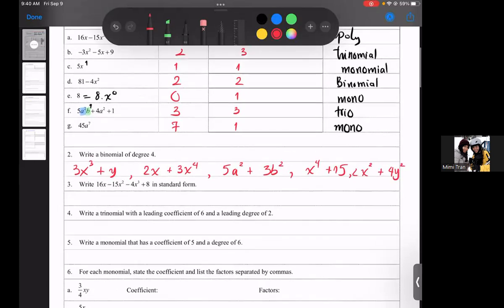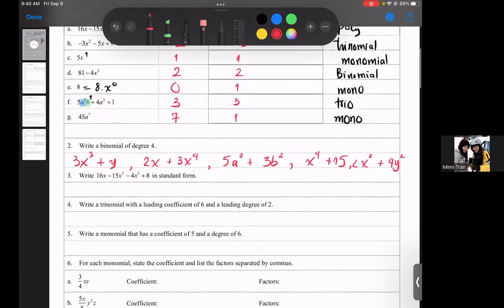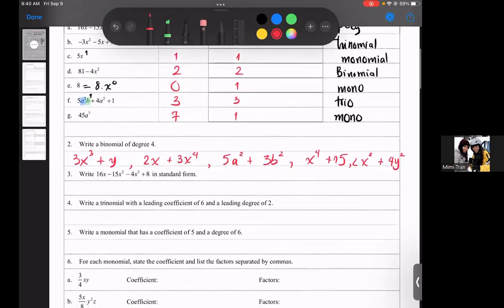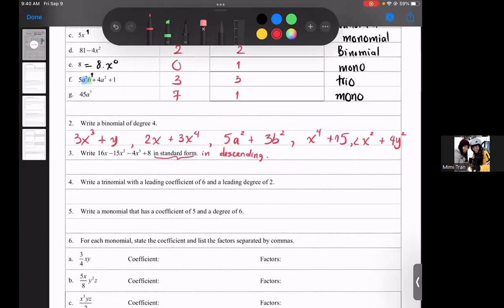Very good. Write 16x minus 15x squared minus 4x cubed plus 8 in standard form. When they say standard form, what do they mean? Yeah, descending order, you're right. If I was them, I would say descending order. It's just clearer. Like, what do you mean? Is it descending or ascending? But let's do descending. So start with the highest power.